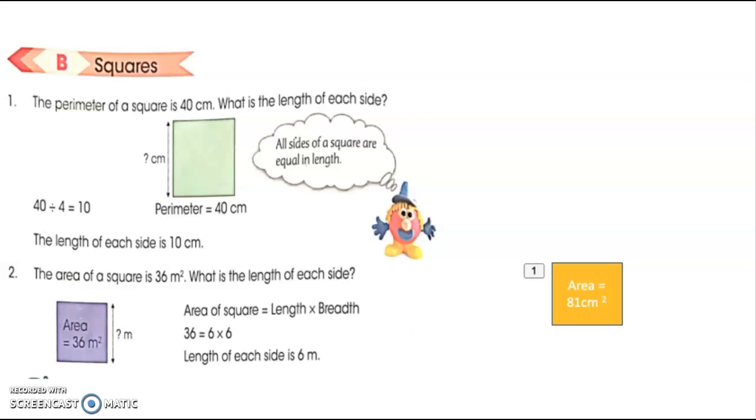Okay, now say this one. The perimeter of a square is 40. What is the length of each side? You know, squares have equal sides, right? The four sides are equal.